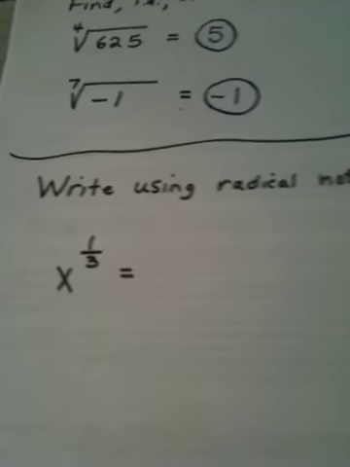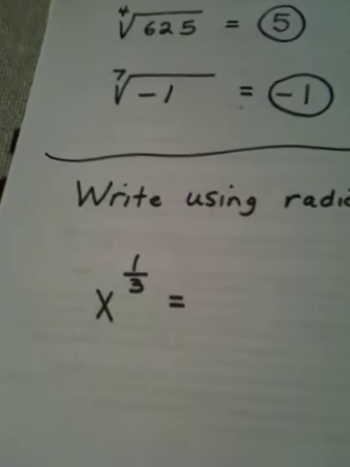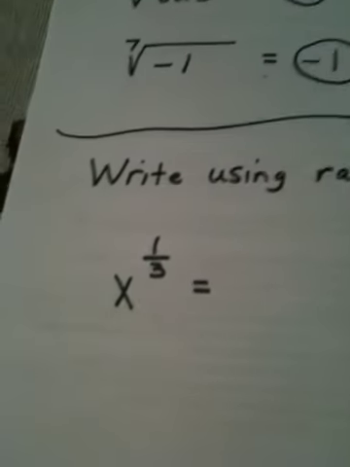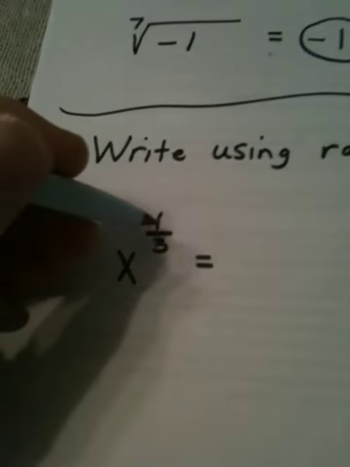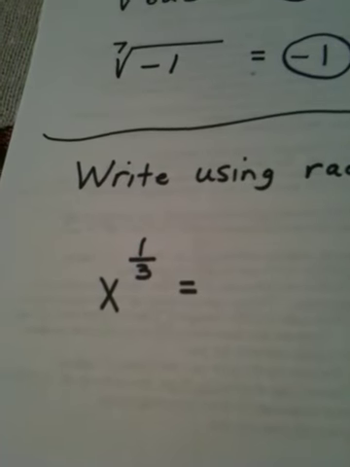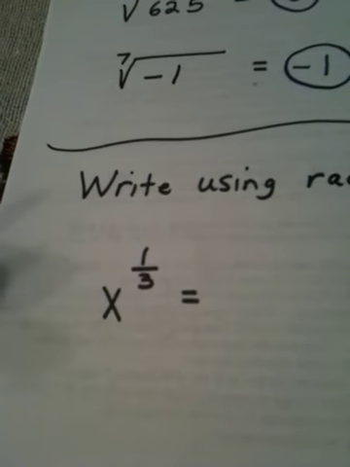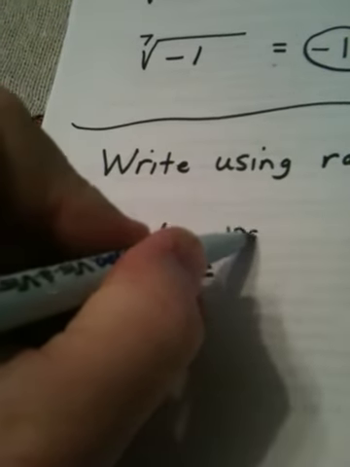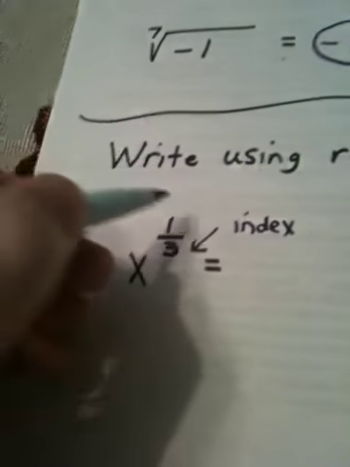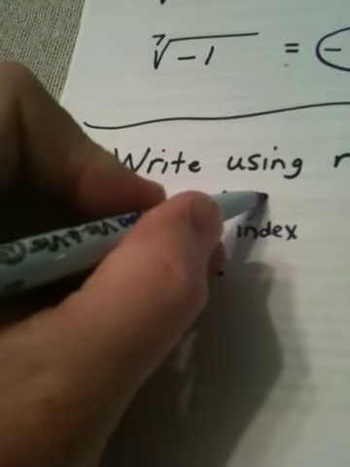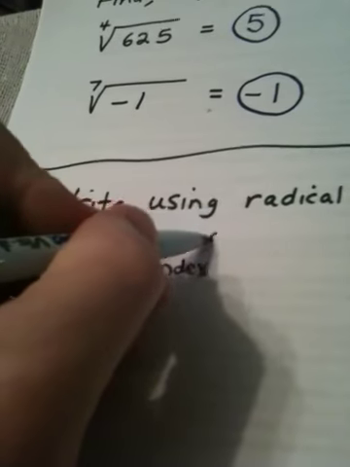Last thing on this movie. Write the following using radical notation. One of the things you need to know. Fractional powers become radicals. That's the definition. The denominator becomes the index, and the numerator becomes the power of the variable.